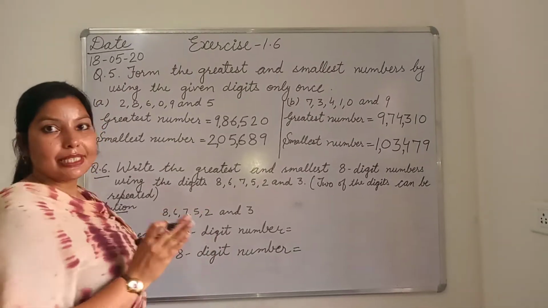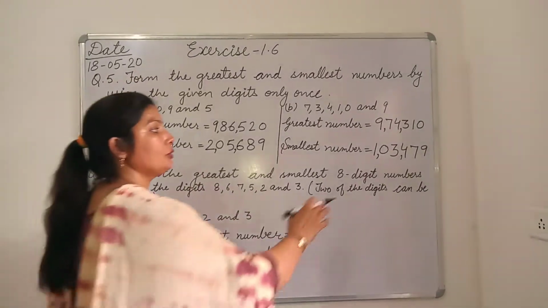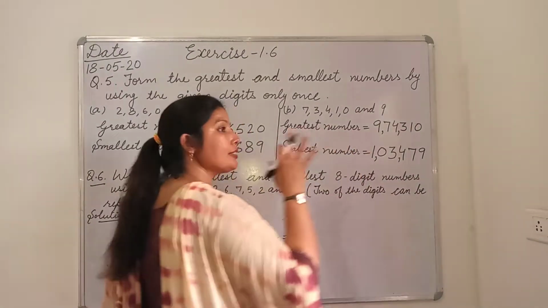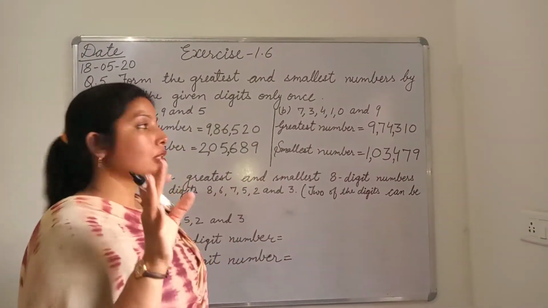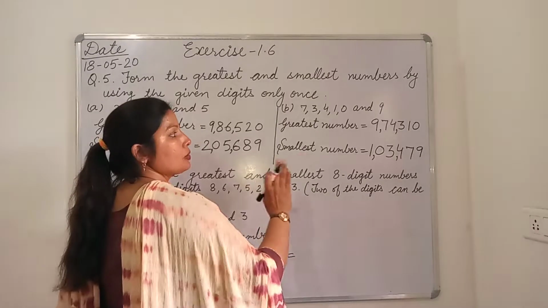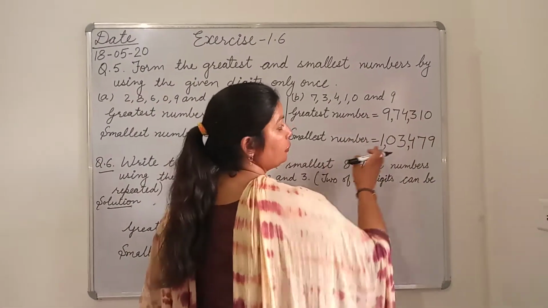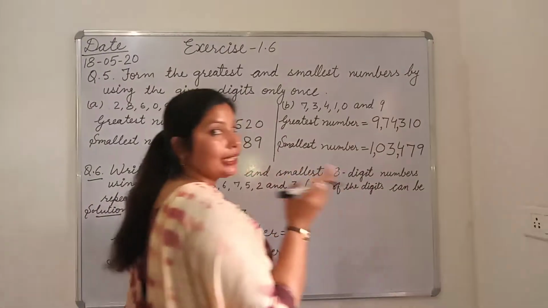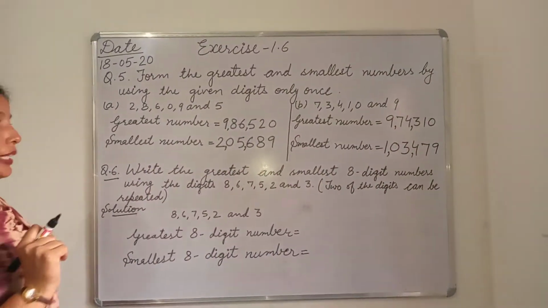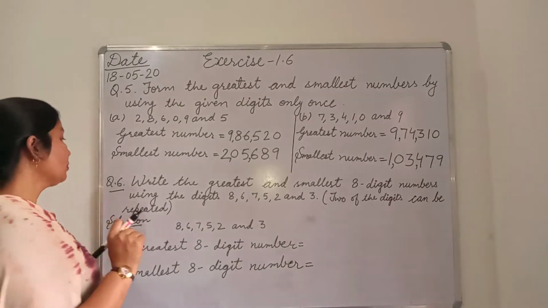Means in smallest if you have 0, you will not write 0 in the beginning. In greatest there is no effect. If there is 0, any number can be there. You should arrange by the same process, greatest to smallest. But in smallest take care, if you have 0, before 0 you will take the next small digit. Okay. Now next question, question 6.